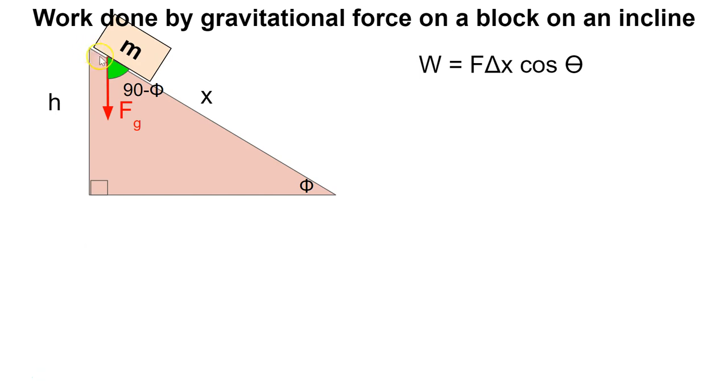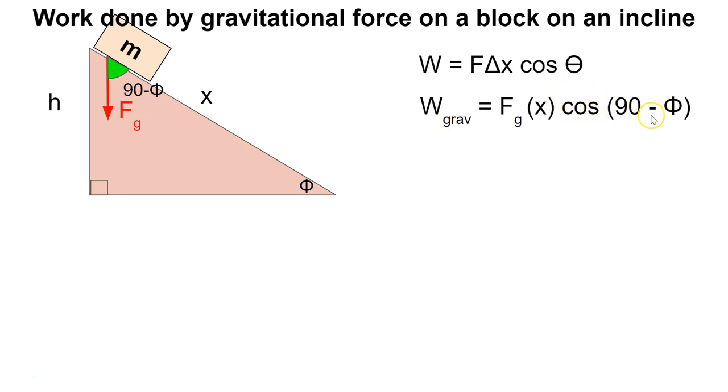And these two angles are similar because these two lines are parallel. So I know this angle is also 90 minus phi. That's how I got that angle. So I can substitute this into my equation just so that I have this angle in terms of the incline. And then I have my gravitational force cos of 90 minus phi.